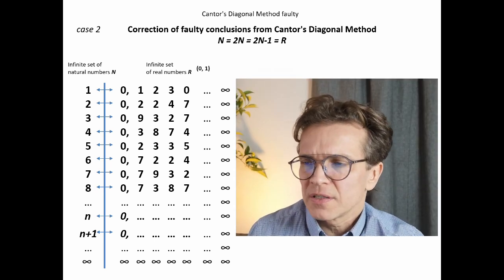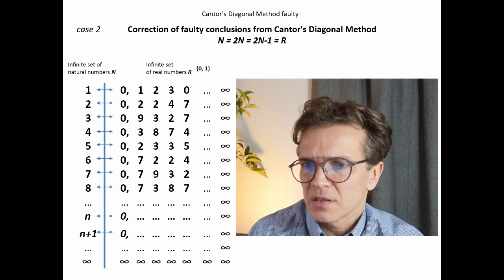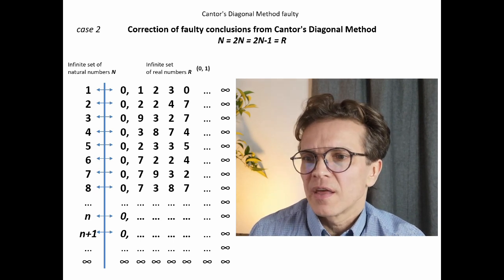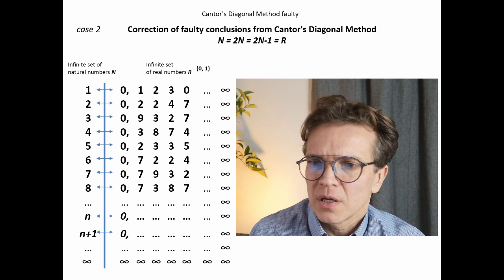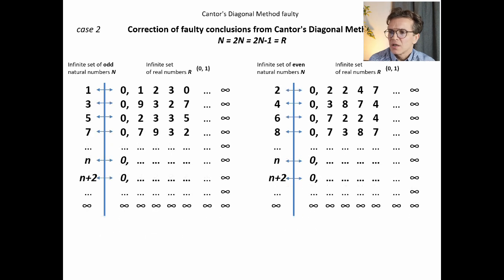What we do now is very simple. We just split the standard Cantor's diagonal argument matrix into two matrices. The starting one has the natural numbers in the left column and corresponding to them real numbers in the right column. We split it into two matrices. The first one has odd natural numbers in the left column and corresponding to them real numbers as before, and the second one has even natural numbers in the left column and in the right column real numbers corresponding to them as before.